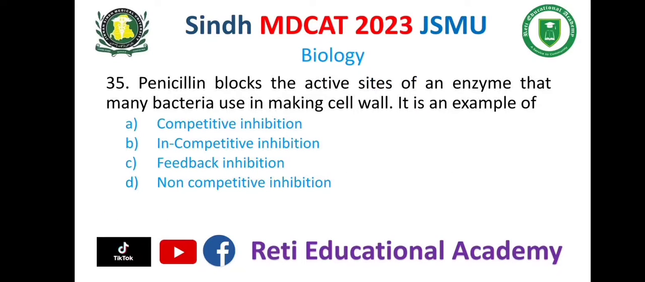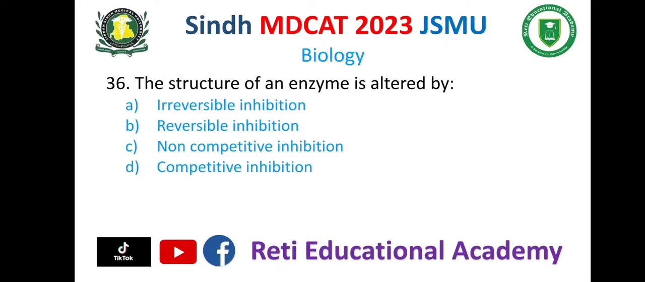Question number 35. Penicillin blocks the active sites of an enzyme that many bacteria use in making cell wall. It is an example of A. Competitive inhibition, B. Uncompetitive inhibition, C. Feedback inhibition, D. Non-competitive inhibition. And the correct option is C. Feedback inhibition.